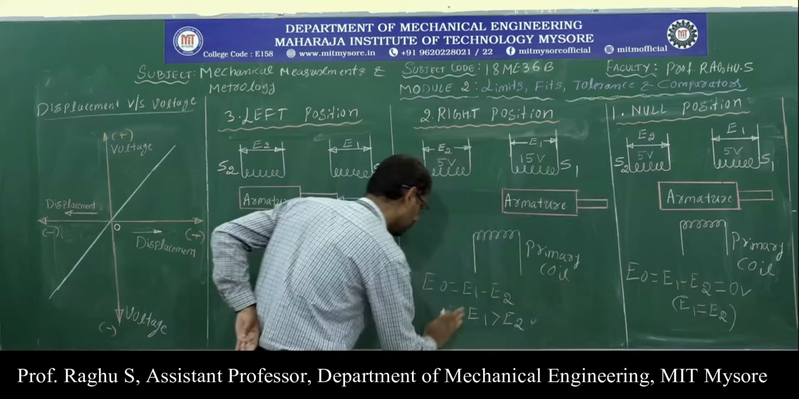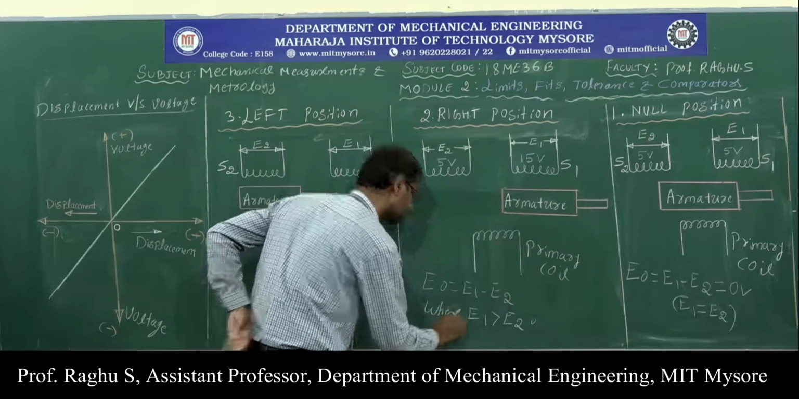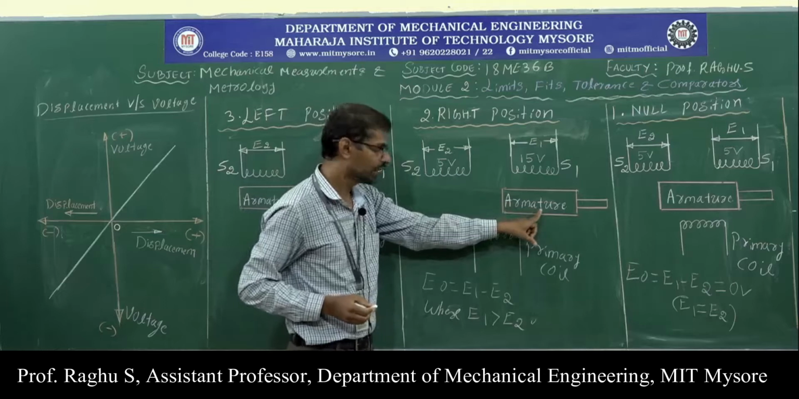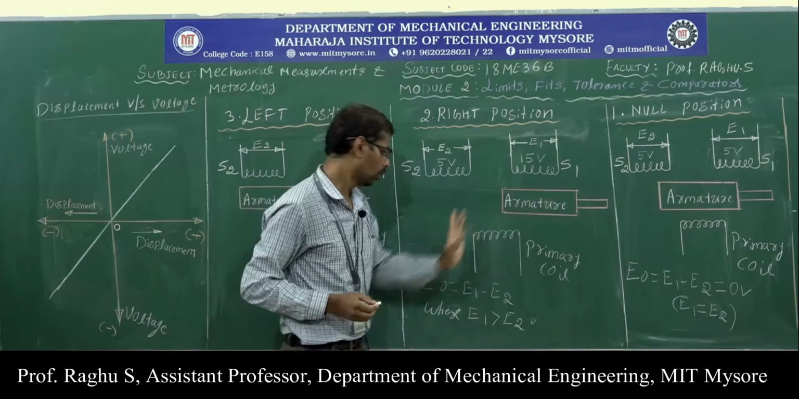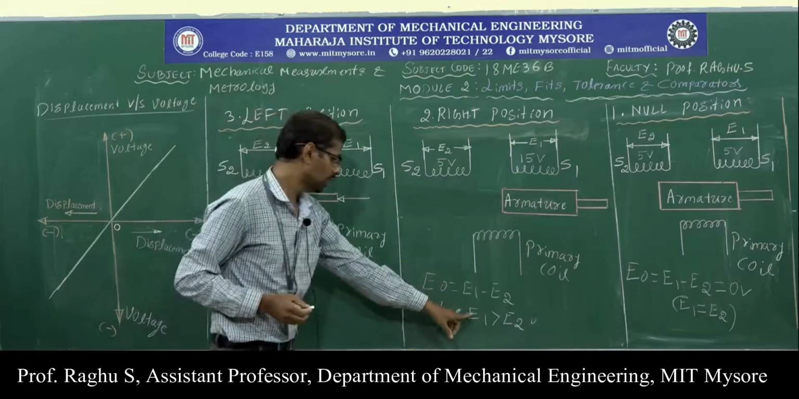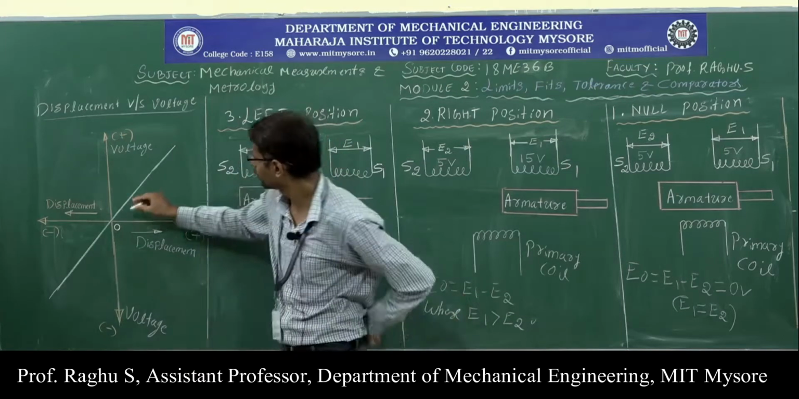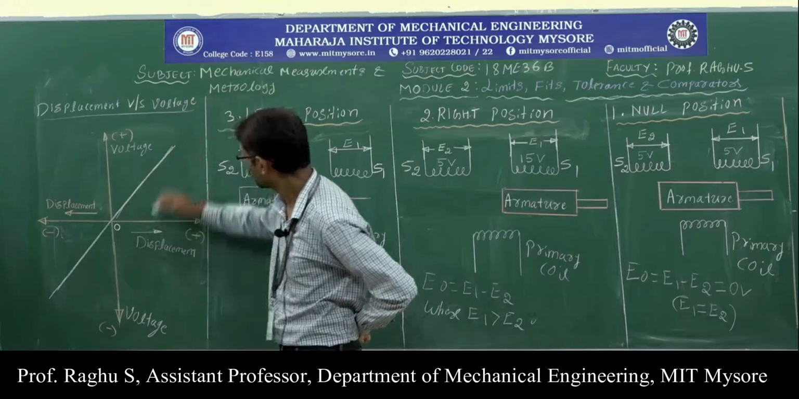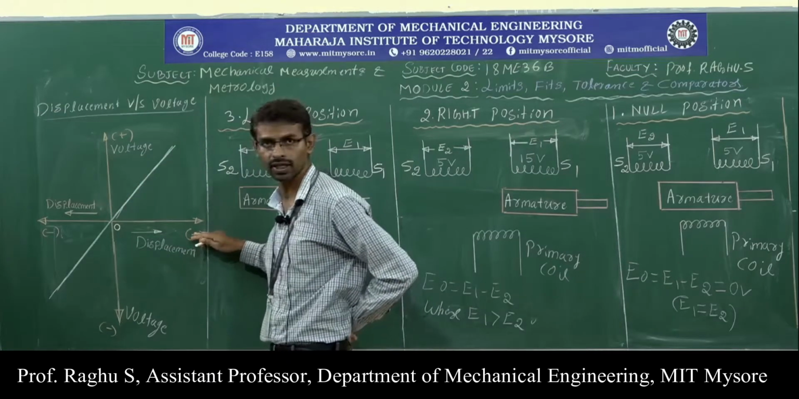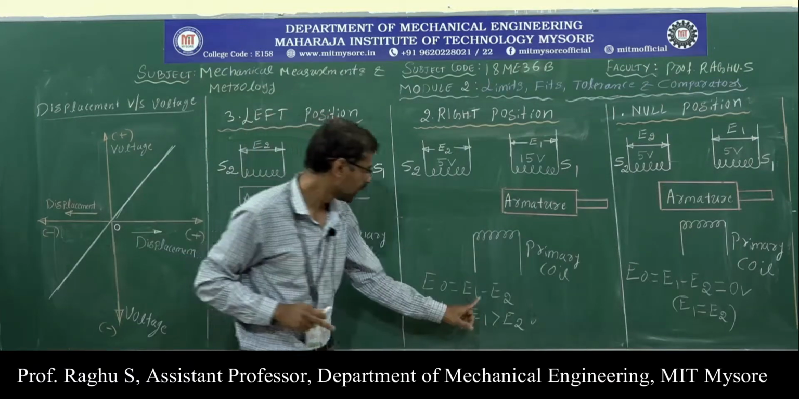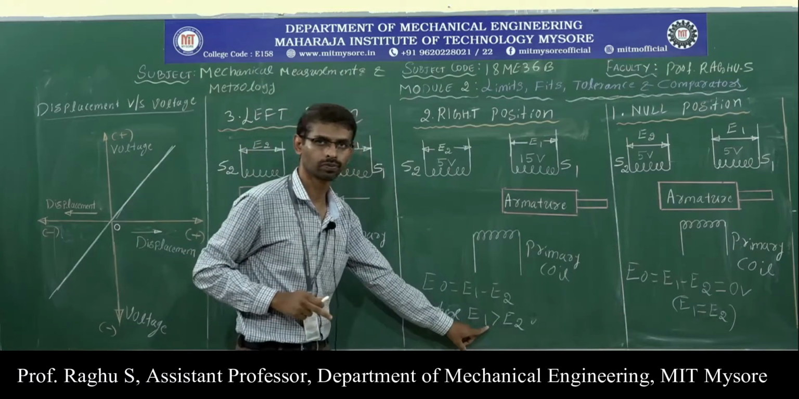So E1 is greater than E2 because of right side position. In this condition, E1 greater than E2, therefore we are getting positive voltage and it is represented by this one. Here displacement is positive. The right side position is considered as positive and here we will get the positive voltage because E1 is greater than E2.